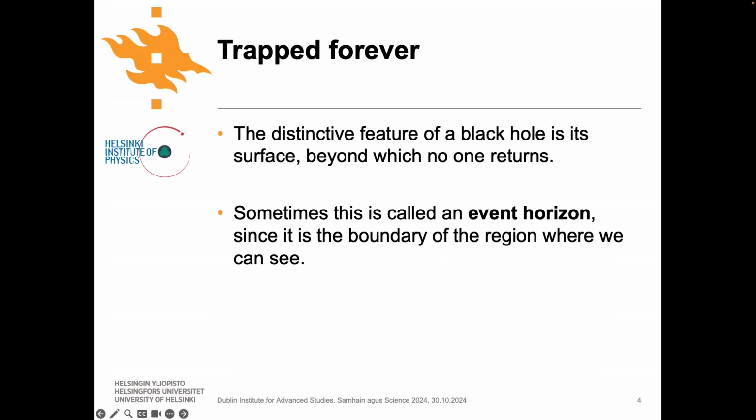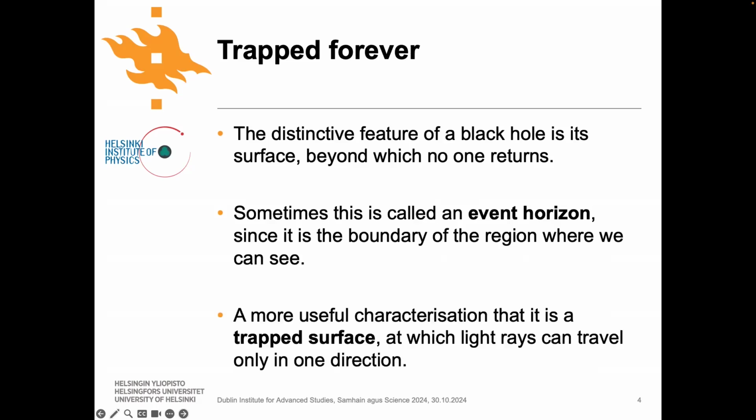A better term used for that is a trapped surface. How many have heard the term trapped surface? Some people. But it's basically just a different way of looking at the same thing. So instead of looking at what an observer somewhere can see, we look at what's happening on the surface, and the surface is trapped if light can travel only in one direction. So light can go in, but not out, and if there's no route for light to get out, then there's also no route for anything else.